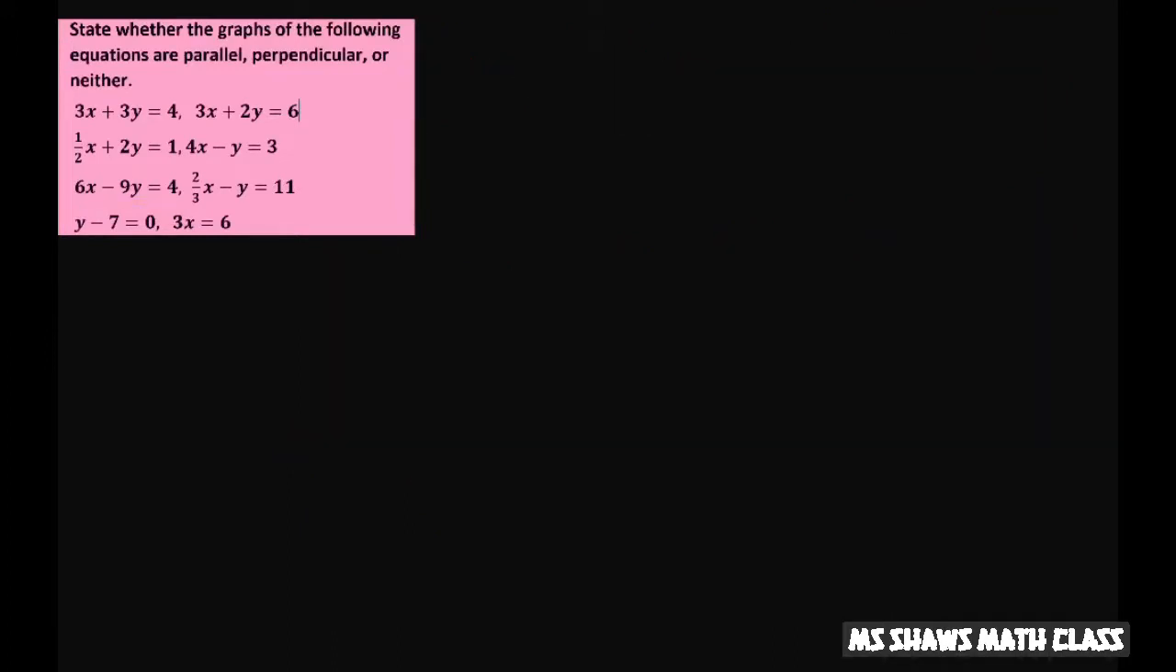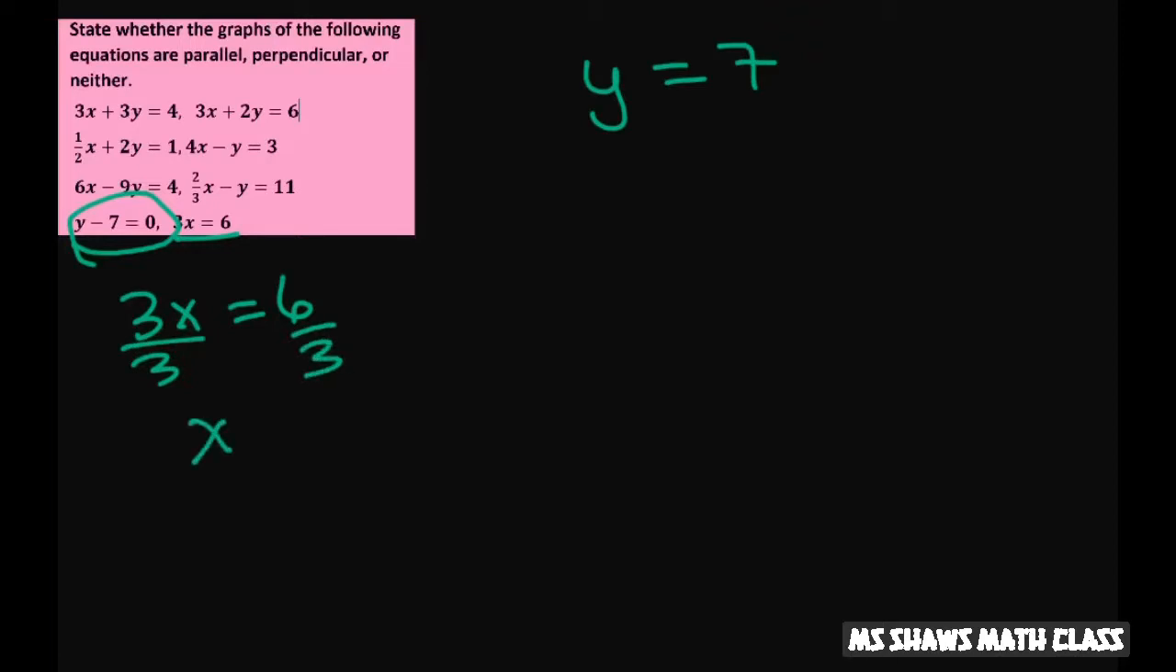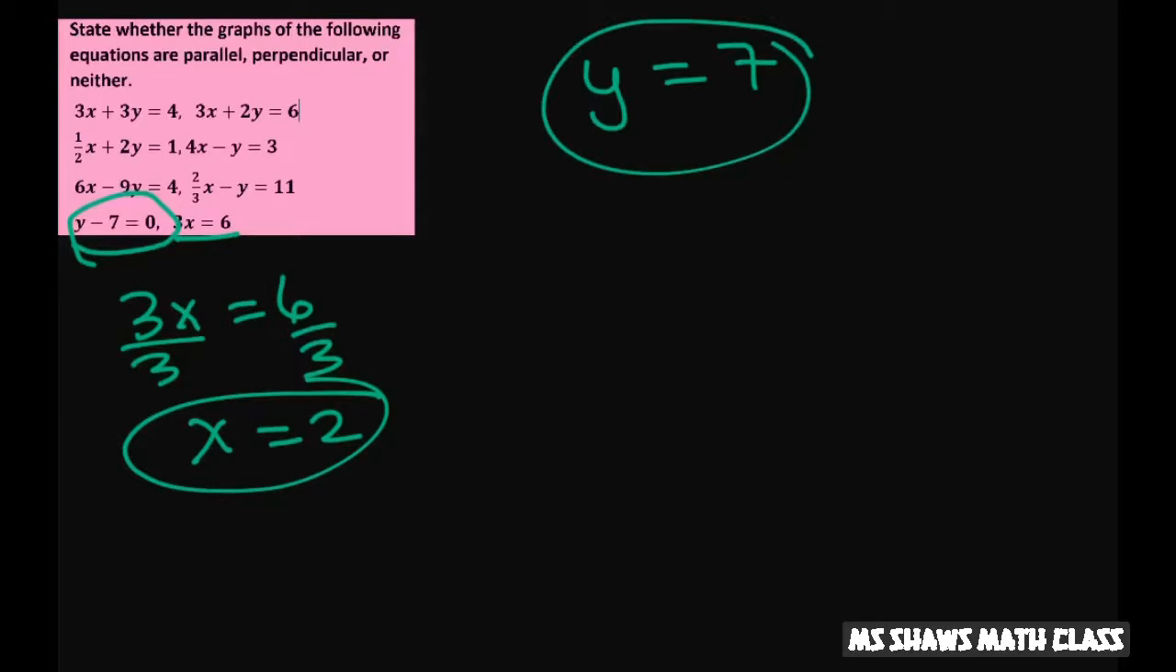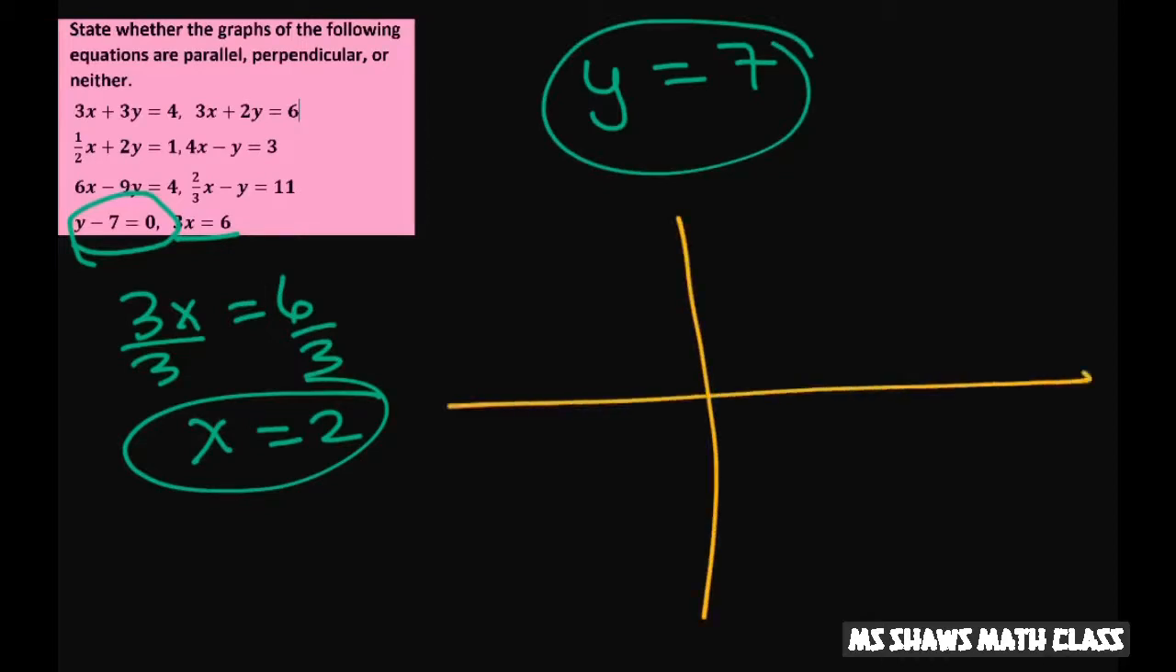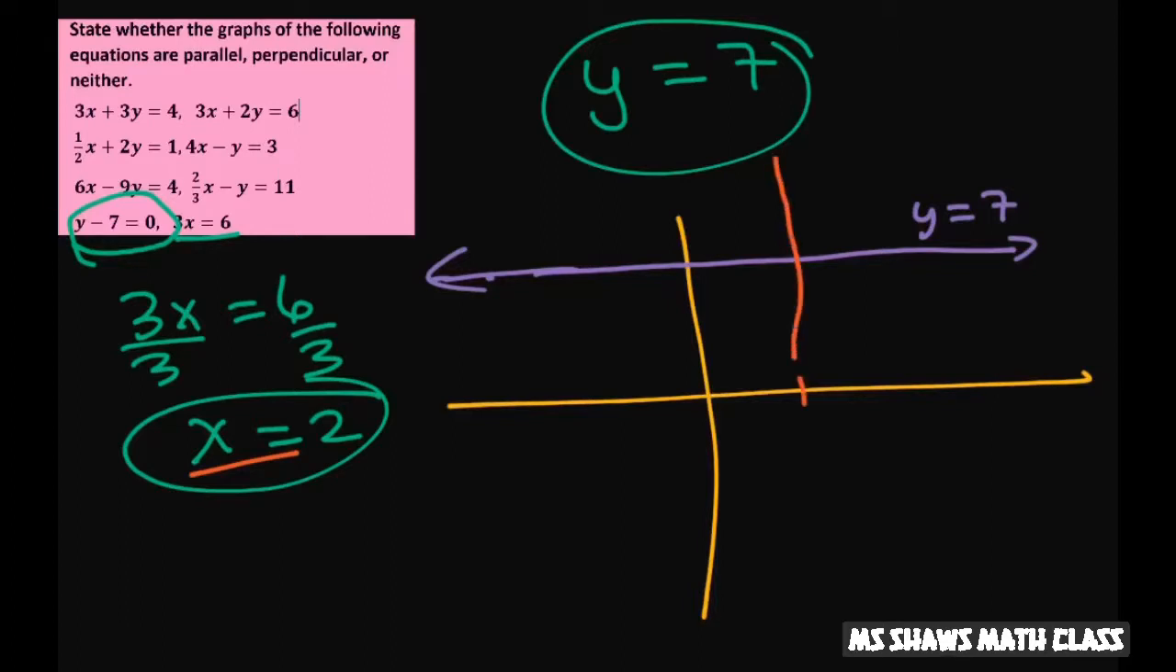All right. I'm going to rewrite this as y equals 7. I just added 7 to both sides. And then this one we have 3x equals 6. Divide both sides by 3, so x equals 2. This one's a little different. I'm going to graph it, sketch a graph. This is y equals 7. It's a horizontal line. And this one is x equals 2. And that's a vertical line.